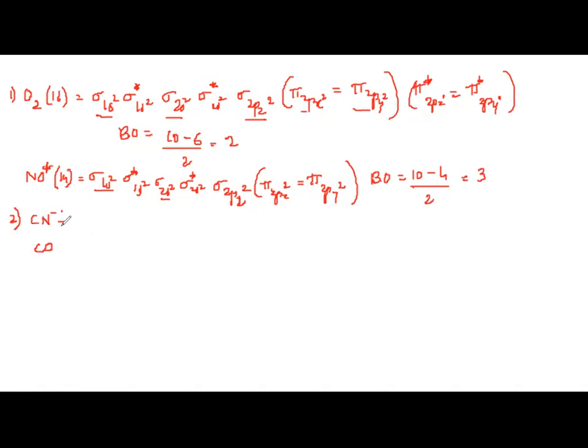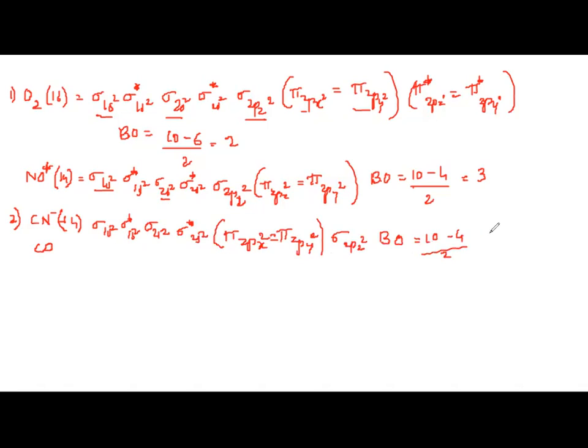Okay, so CN minus means how many electrons? Carbon is 6, nitrogen is 7, 13 electrons. Minus means what? Addition of one electron, so it becomes 14. So sigma 1s2, sigma star 1s2, sigma 2s2, sigma star 2s2. Since it is C and N, pi 2px comes first. Pi 2px equal to pi 2py, so I'll write 2 electrons here. Then sigma 2pz2. Let us count: 2, 4, 6, 8, 10, 12, 14. Bond order is 2, 4, 6, 8, 10, so 10 minus 4 by 2. The bond order is 3.